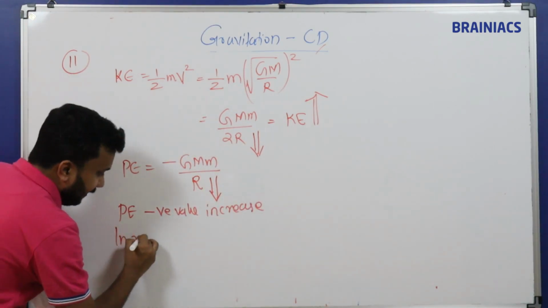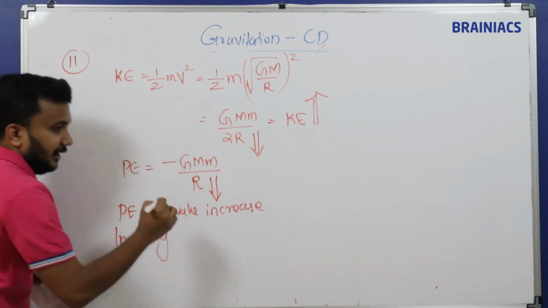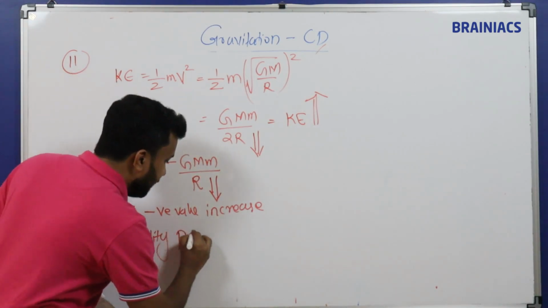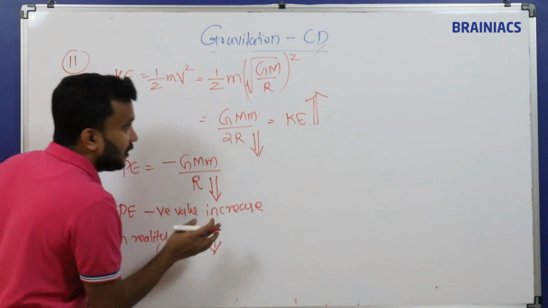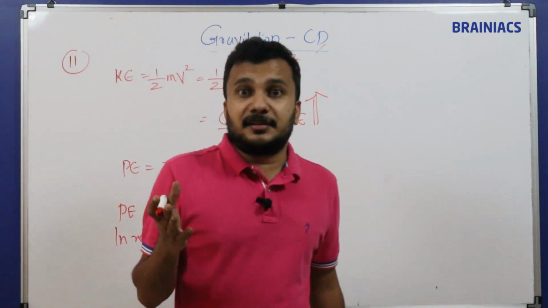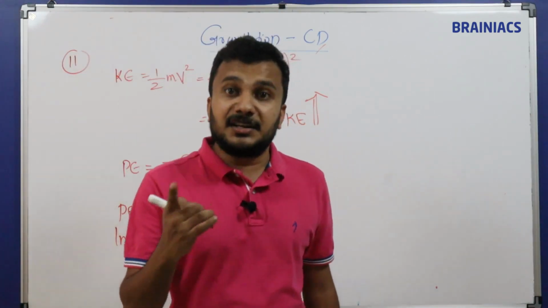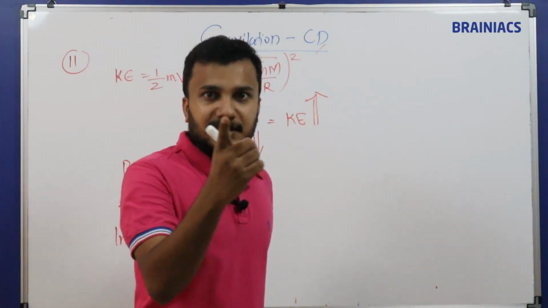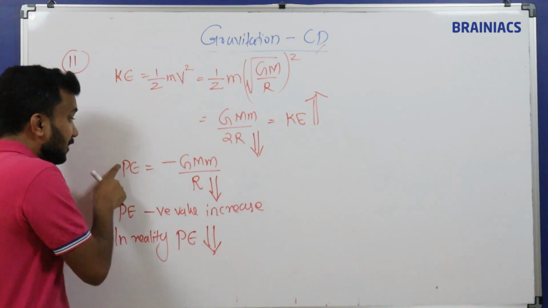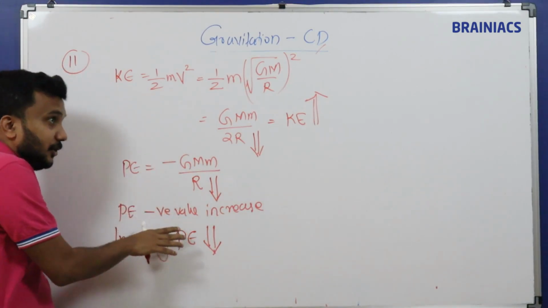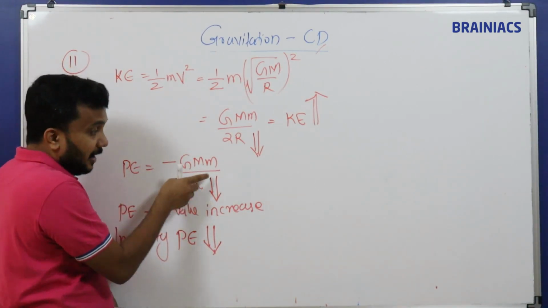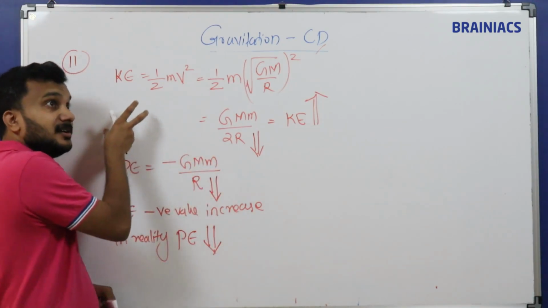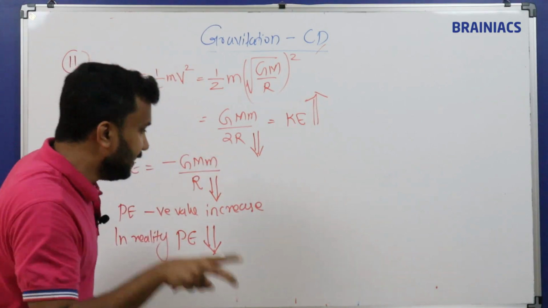So in reality, if a negative value increases, it's not an increase, right? It's a decrease. In reality, potential energy decreases because 0 is greater than minus 1. Minus 1 is greater than minus 100. So is minus 100 a higher value? No, it's a lesser value. Actually, the total value has to reduce because it's a negative quantity. When r decreases, this negative value increases, which means actually the potential energy decreases.